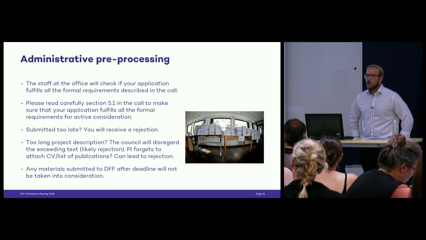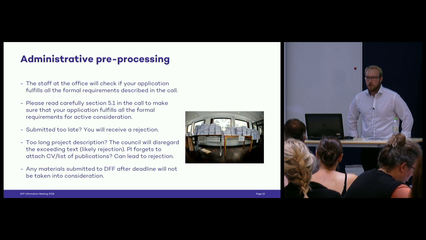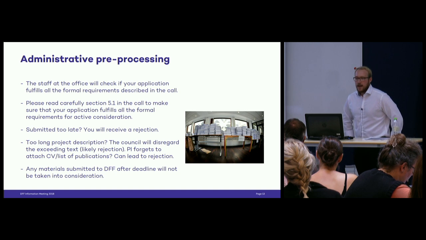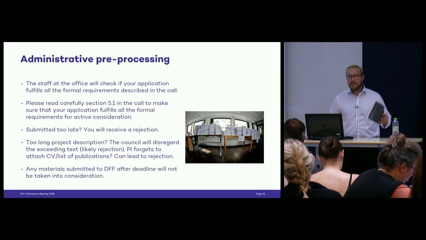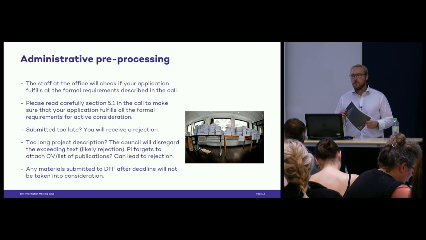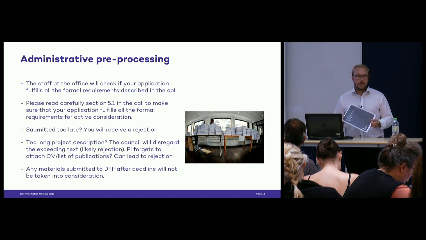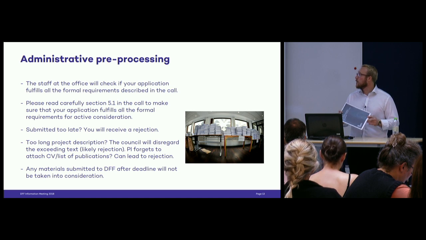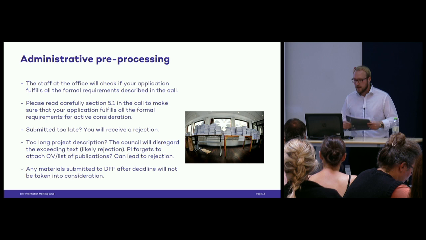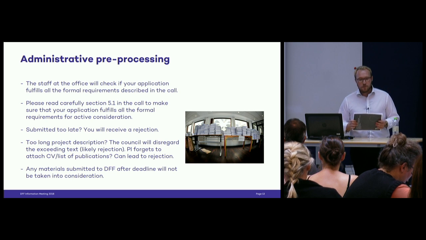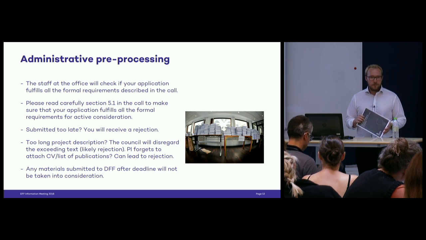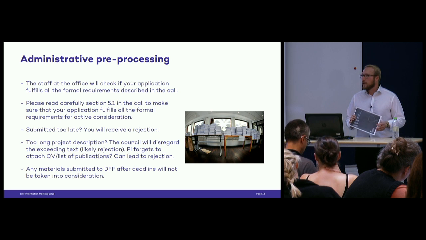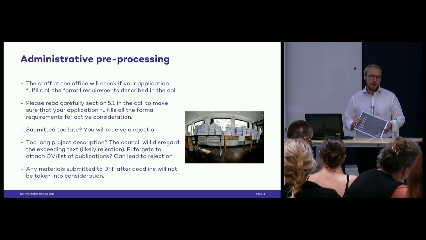Administrative pre-processing is what we do before it even reaches the council. We will check whether your application fulfills all necessary requirements. And if not, we can reject it at that stage, and it will never even see the council. So you need to read the section, particularly section 5.1. Most often, people simply submit too late, which leads to an automatic rejection. But there are loads of other things that can lead to rejections.